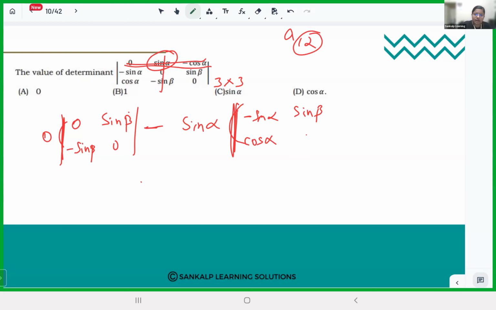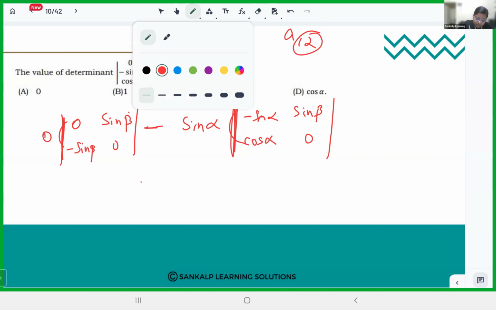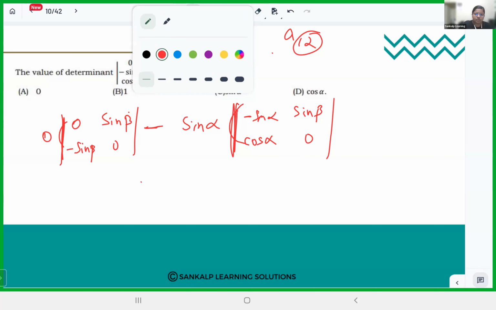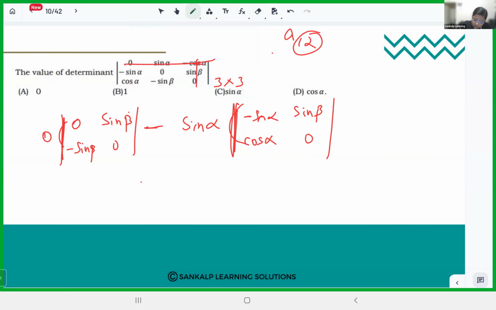0. All right, now consider the third element. This is our third element. So delete the row and column. Which means it was minus cos alpha, I think. Yes, minus cos alpha into minus sine alpha, 0, cos alpha, minus sine beta.